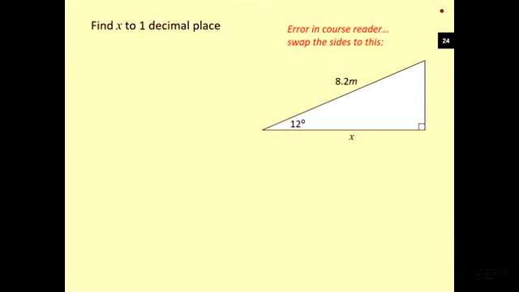I had an error in the slides. I think it was the x and the 8.2, apologies, my bad. I think they're the wrong way around. Can you just swap them? The x was meant to be down the bottom, and the 8.2 was meant to be the hypotenuse.